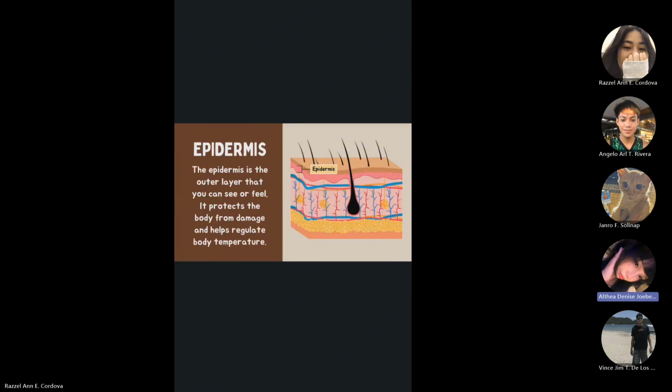The epidermis is the outermost layer of the skin. It's a part we can see or touch. Its main function is to act as a barrier that protects the body from bacteria, chemicals, and UV rays. It also helps regulate body temperature.